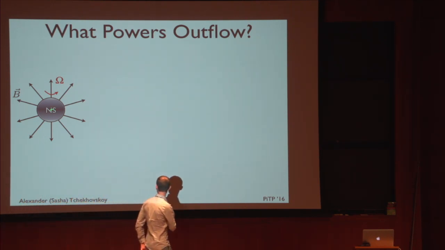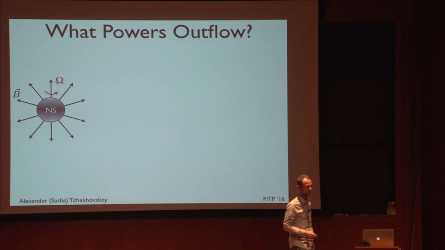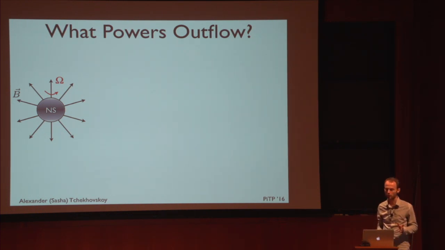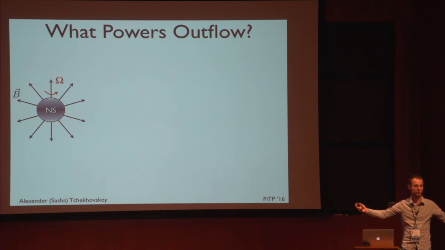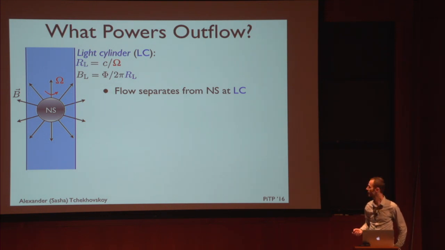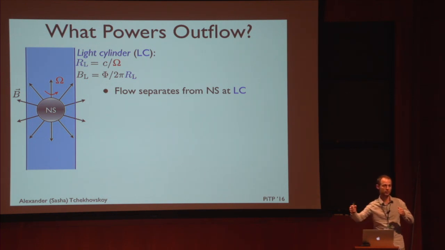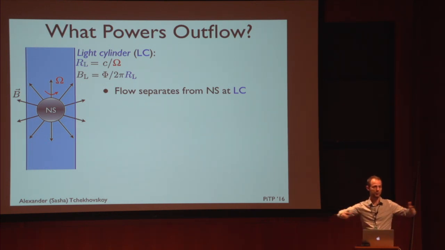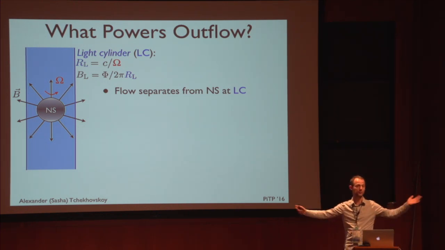For now, we have a neutron star spinning at angular frequency omega, and it has a magnetic field strength on the surface equal to B. How do we go about computing the power carried out by the wind or the jets that this rotation causes? Well, the first concept we will look at is the light cylinder. It is a distance at which, if you were to rotate together with the star, you would be moving at the speed of light. It's really important because beyond this distance, the outflow essentially separates from the neutron star. You can consider it as a wave.